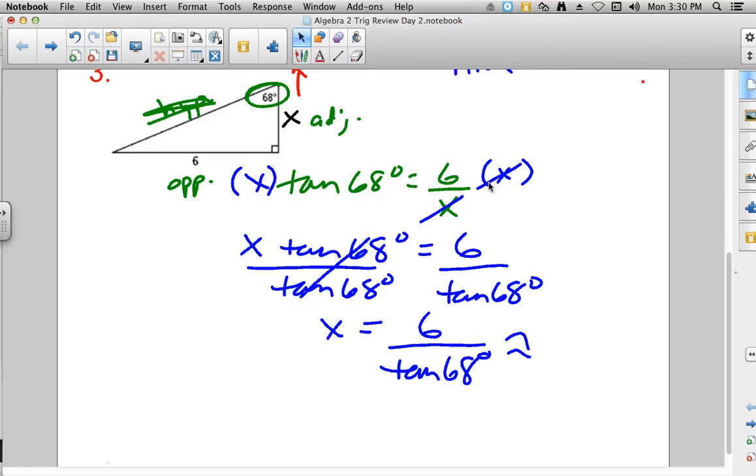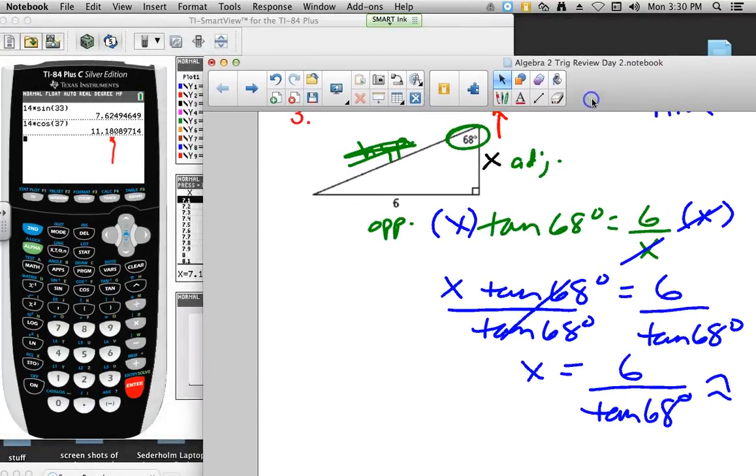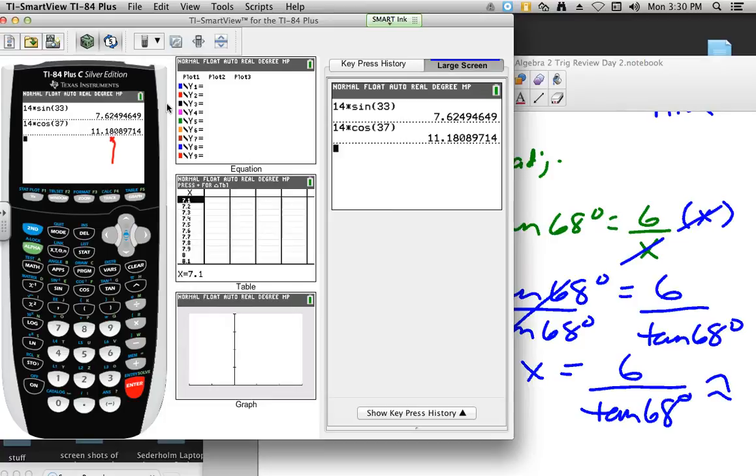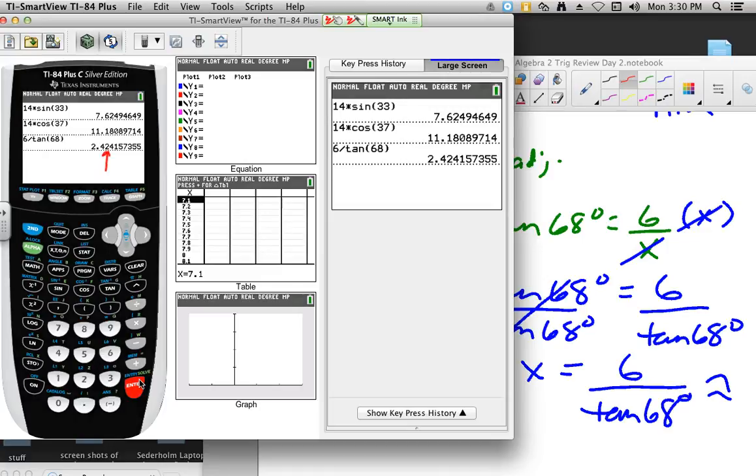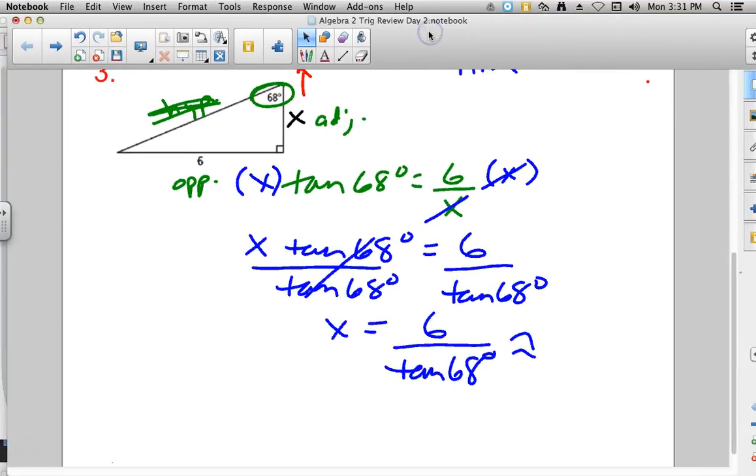And again, my calculator is already in degree mode, so it's just a matter of punching it in and then doing a little bit of rounding. 6 divided by the tangent of 68 degrees. And we look to that third position here, which would be 2 decimal places back, and we see that there's a 2, and then we would round down. So that will be approximately 2.4.